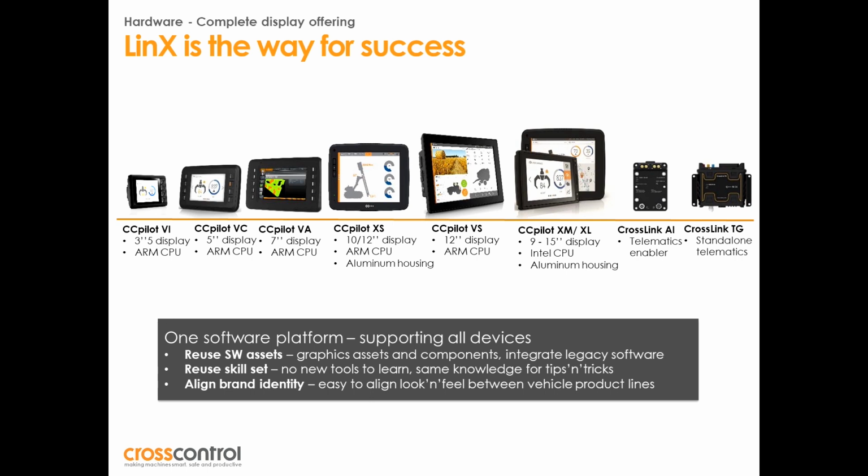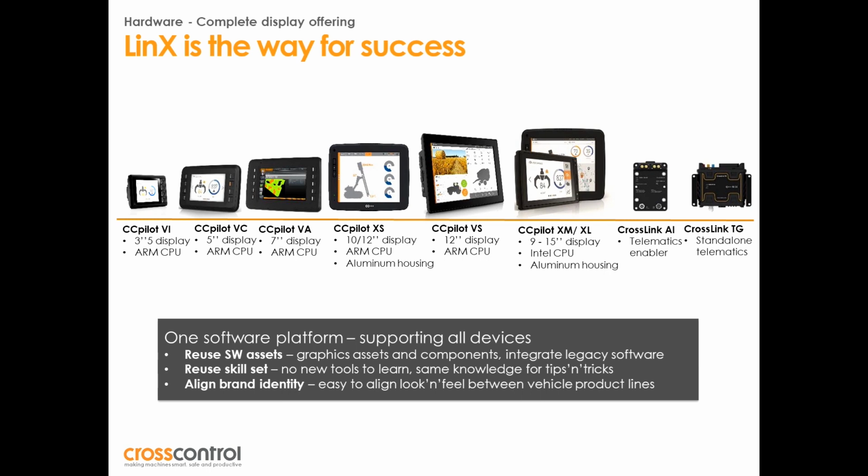We have also integrated links on the communication modules, the CrossLink AI and CrossLink TG. The CrossLink AI needs to be combined with the displays. It does not contain any software itself, so it's an add-on communication box connected to the USB port on each display that you want to have wireless connectivity.